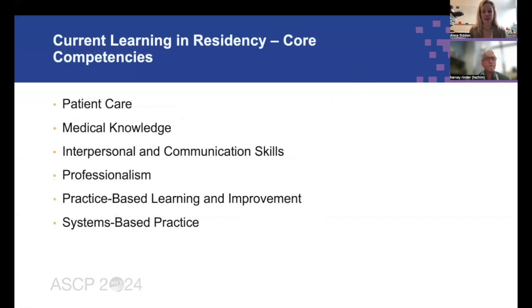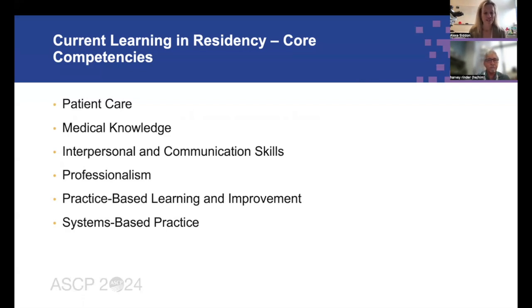So with our current teaching and learning models in pathology, the ACGME has given us 6 core competencies, and this is throughout all of medical education. The 6 core competencies are patient care, where the general idea is that residents have to be able to provide patient care that is appropriate and effective for the treatment of our patients' health problems and the promotion of their health.